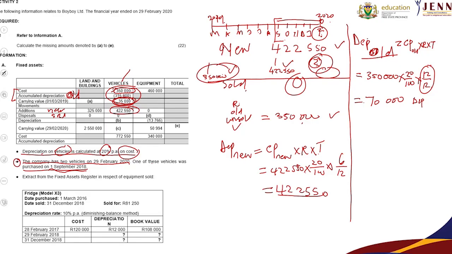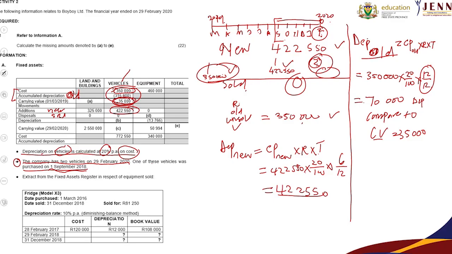Now we are saying, let's compare this 70,000 to what? To the carrying value. Compare this 70,000 to the carrying value. Now we have 70 and our carrying value is equal to how much? Of that vehicle specifically at the beginning, it has a carrying value of how much? The depreciation is 70. The carrying value is 35. And then now let's check.